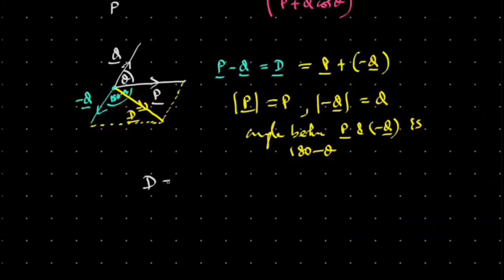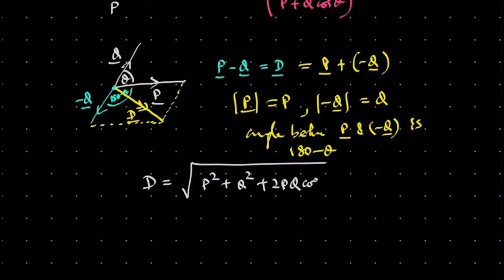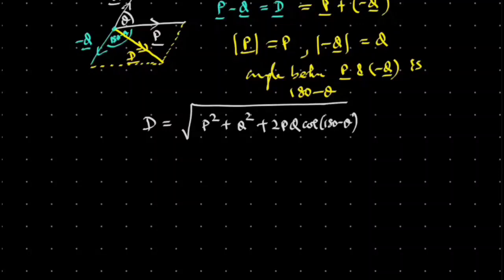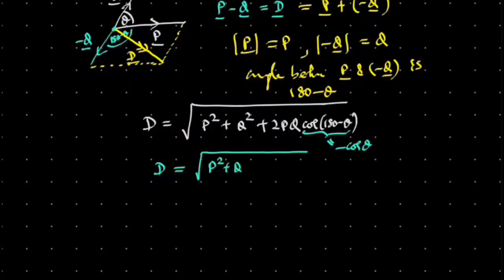Now this time the R becomes D. It's going to be the square root of P squared plus Q squared, plus 2 times P times Q cosine of 180 minus theta, which will become, because the cosine of 180 minus theta is equal to minus cos theta. So finally, the difference can also be taken from a formula. You simply have to change this plus to a minus.